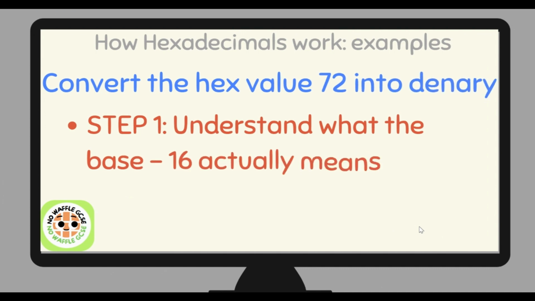So let's look at an example of how hexadecimals work. Convert the hex value 72 into denary. So you can't view the hex value 72 as 72. You need to split them into 7 and 2. But first, let's understand what the base 16 actually means.